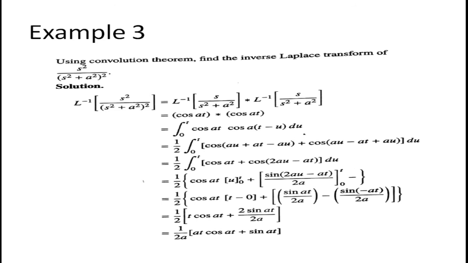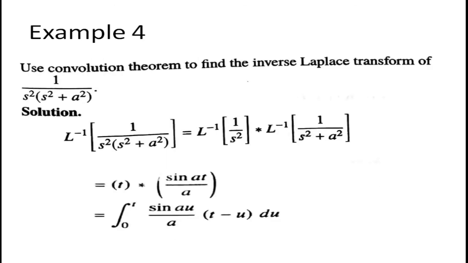So applying convolution theorem, it becomes integral 0 to t cos at into cos a into t minus u du. Here the integrand is of the form cos a cos b, which is equal to cos a plus b plus cos a minus b whole divided by 2. So again applying this result and integrating, we get cos at into u plus sin 2au minus at divided by 2a in the limit 0 to t. Applying the limit, we get the result as 1 by 2a at cos at plus sin at.